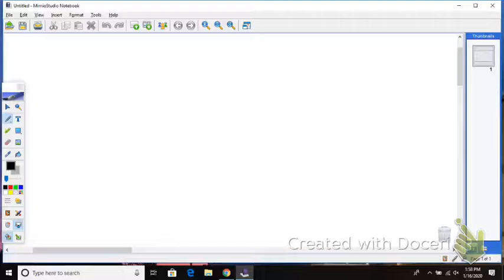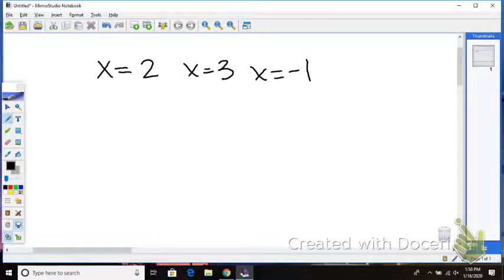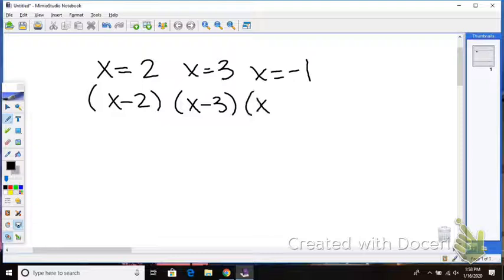Okay, if I have these x values, x is 2, x is 3, and x is -1, I first need to write these as factors, right? So, what is the factor for x equals 2? X minus 2. And what's the factor for x equals 3? X minus 3. And then the last one is? X plus 1. Okay. So, that's step 1, write them as factors.